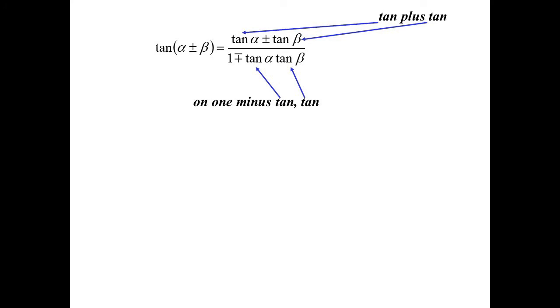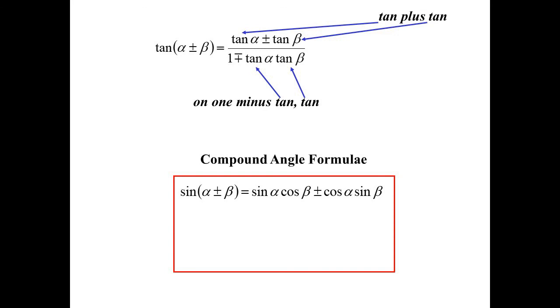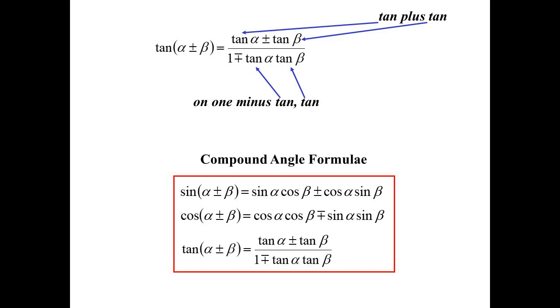So for that one, I only ever do the plus one, because then I know if it's minus, I just swap the signs around. So it's tan plus tan on 1 minus tan tan. So these are the compound angle formulas. Let's write them all down in their glory. We have sine, sine, cos, cosine. If it's the sine, it's the sine. We have cosine, cos, cos, sine, sine. If it's not the sine, it's not the sine. And we have tan, tan plus tan on 1 minus tan tan.